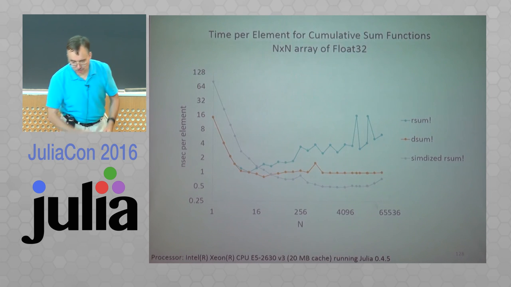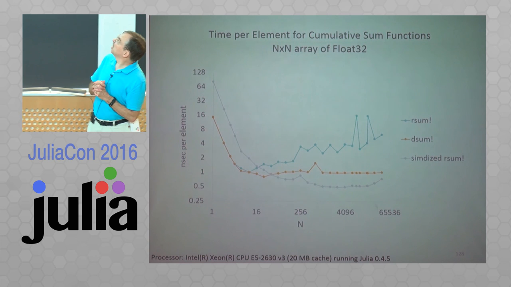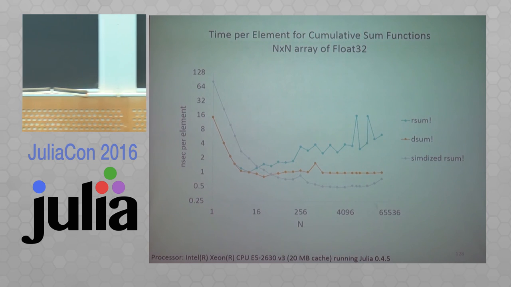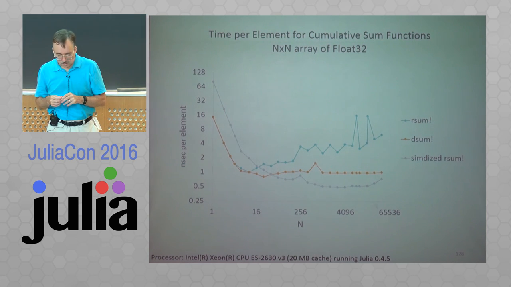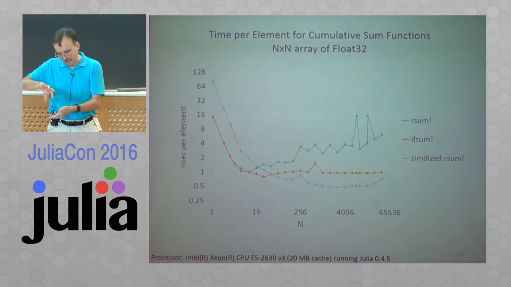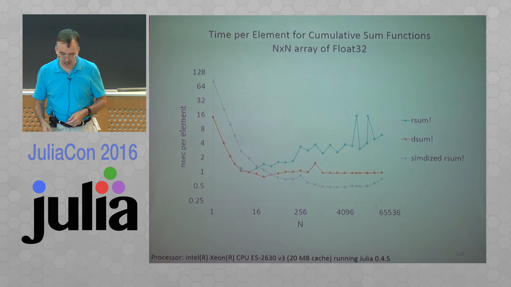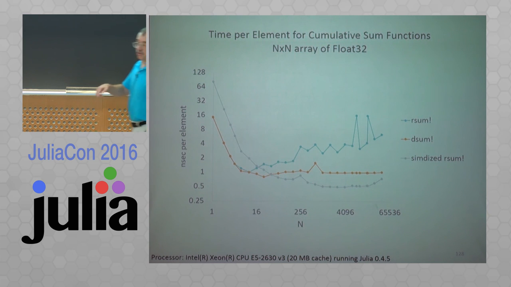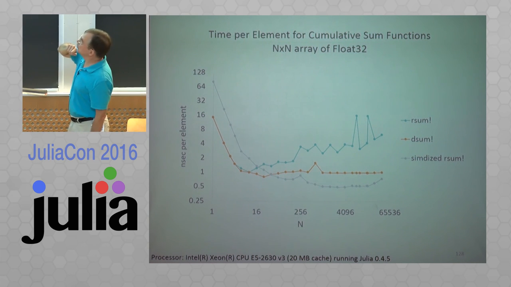So here, just to show some differences in the times, Rsum was the original version. Dsum was doing the downward sums, and then SIMD Rsum is Rsum, but with the loops interchanged and set up to favor SIMD, and it behaves much faster. There's also another point here: there are two spikes in the blue line where it's much slower. Lower is better on this graph. There are two spikes on the blue line where Rsum behaves much worse.